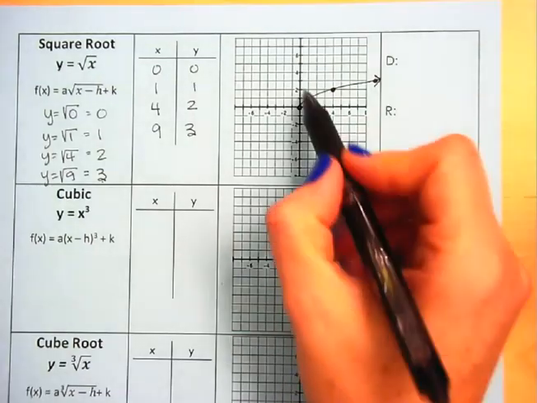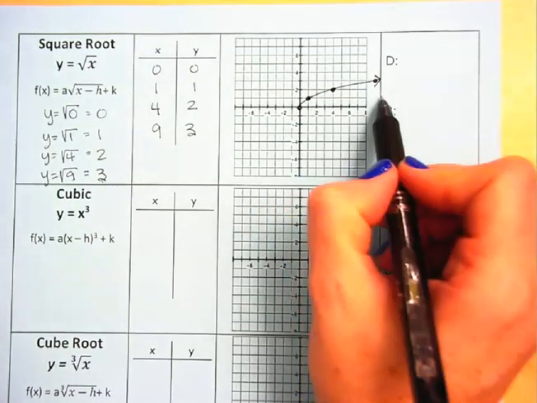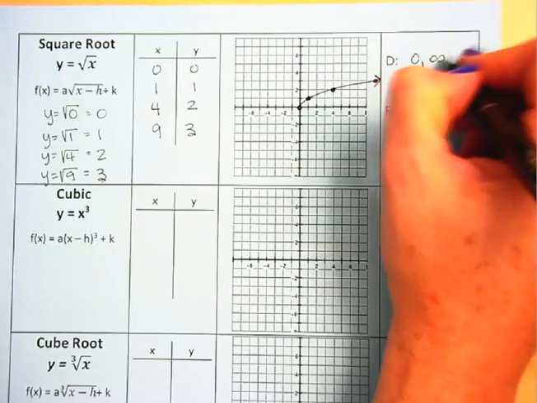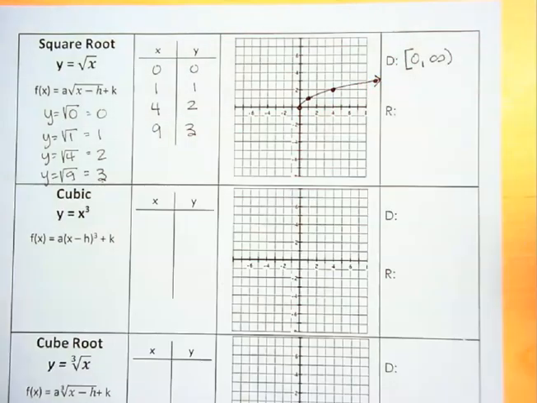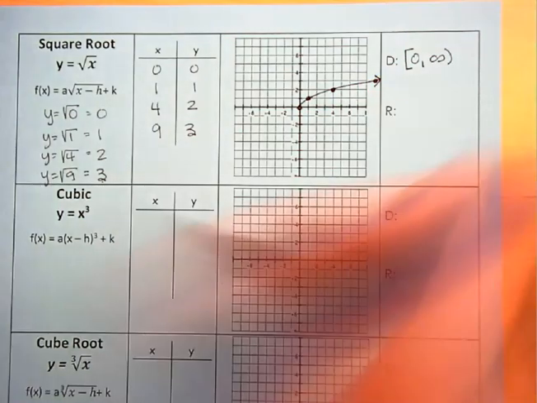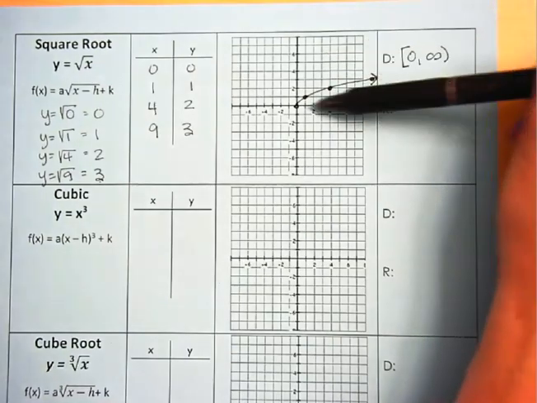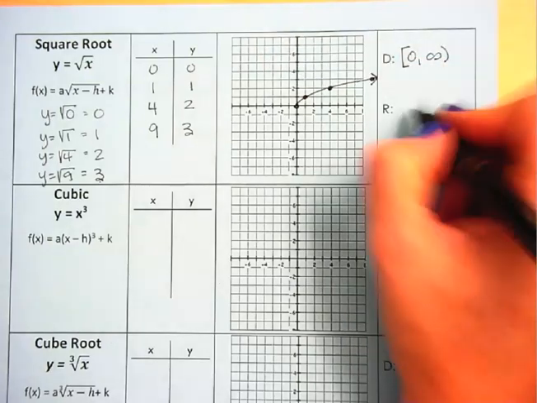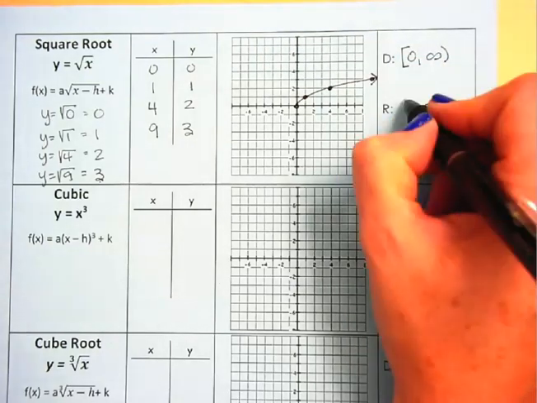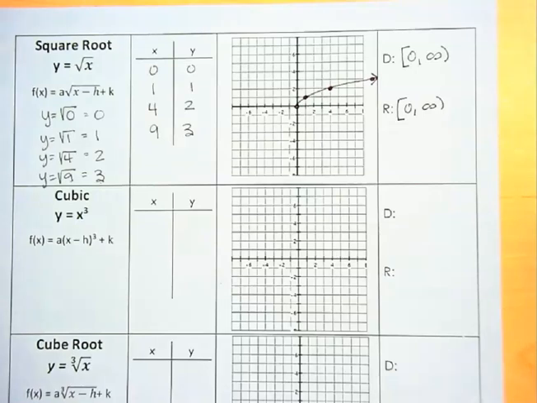So the domain here, my left boundary is 0, my right boundary is positive infinity, and 0 gets a straight bracket because it's included. And then my range is the bottom to top for the y values. The smallest y value is 0, and the greatest is infinity, and again 0 is included.